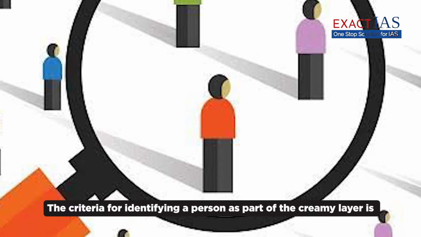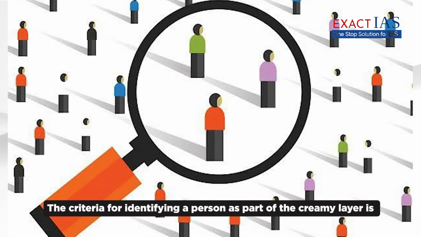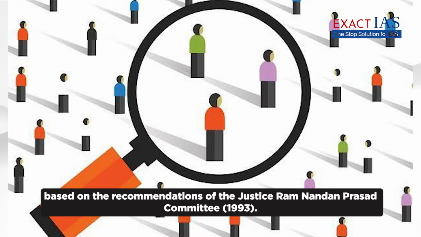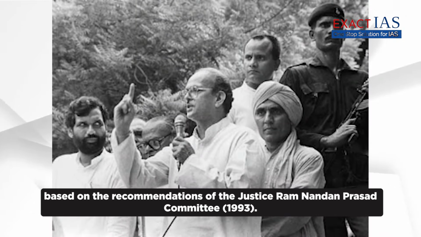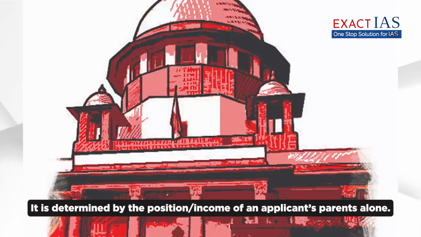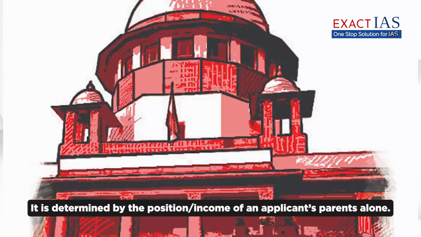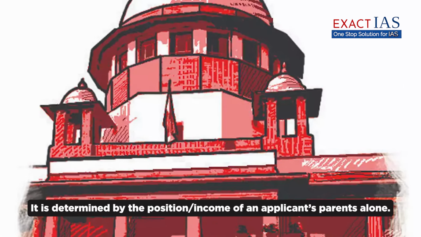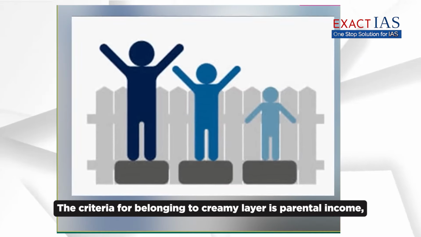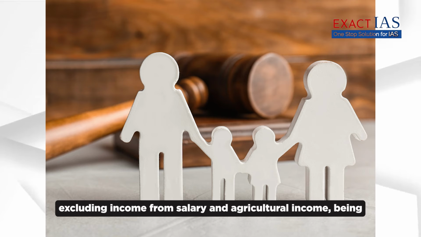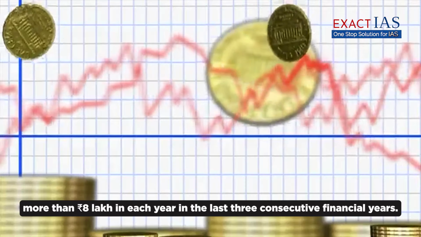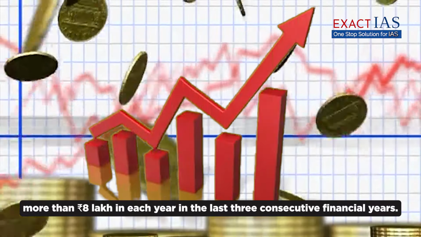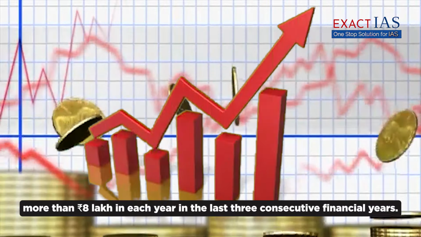The criteria for identifying a person as part of the creamy layer is based on the recommendations of the Justice Ram Nandan Prasad Committee in 1993. It is determined by the position or income of an applicant's parents alone. The criteria for belonging to creamy layer is parental income, excluding income from salary and agricultural income, being more than Rs 8 lakh in each year in the last 3 consecutive financial years.